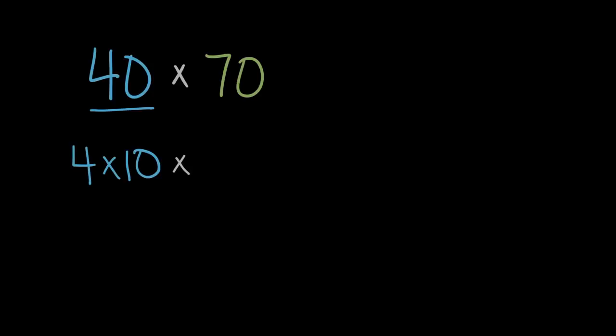And then for my 70, same thing. I can break this up and write 7 times 10. So these two expressions, 40 times 70 and 4 times 10 times 7 times 10, are equal. They're equivalent, so they'll have the same solution. But for me, this one down here is simpler to work out because of these times 10s, so I'll solve this one knowing that I'll get the same solution as I would have for this top expression.